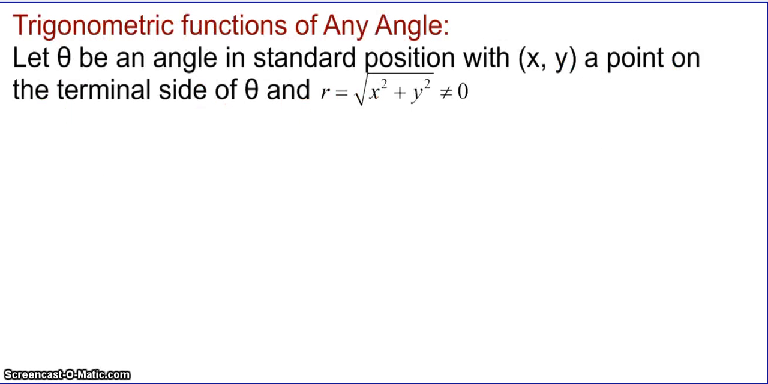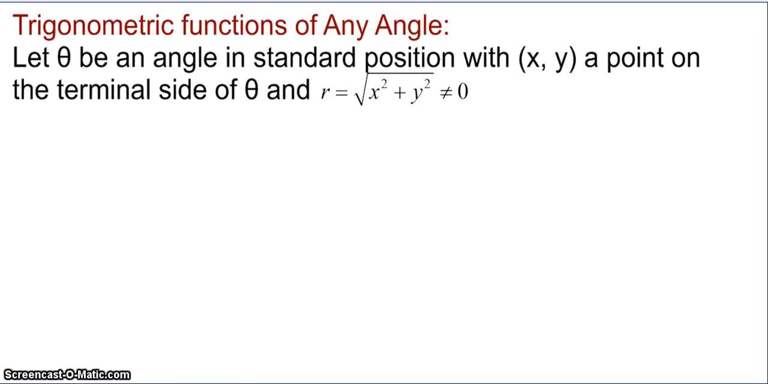Okay, next thing we're going to look at are what's called trigonometric functions of any angle. So far we've been dealing with the unit circle, so we had a radius of 1. Well, what if we don't have a radius of 1? Well, everything still works the same. So let theta be an angle in standard position with xy, a point on the terminal side of theta, and r is the square root of x squared plus y squared, which does not equal 0.